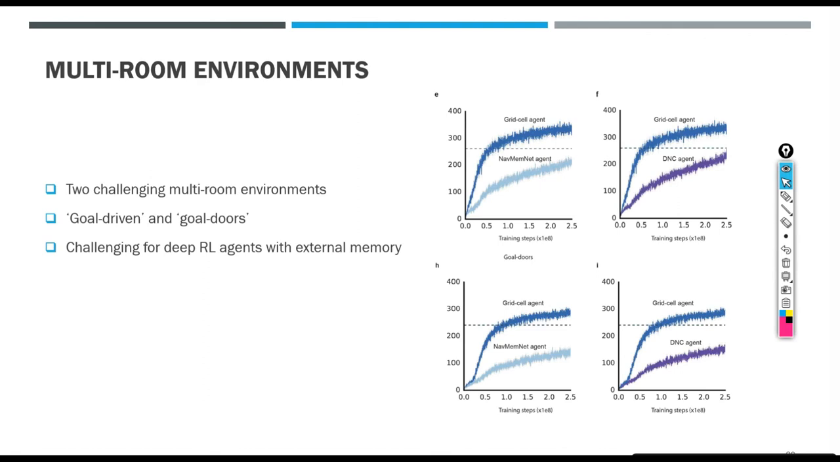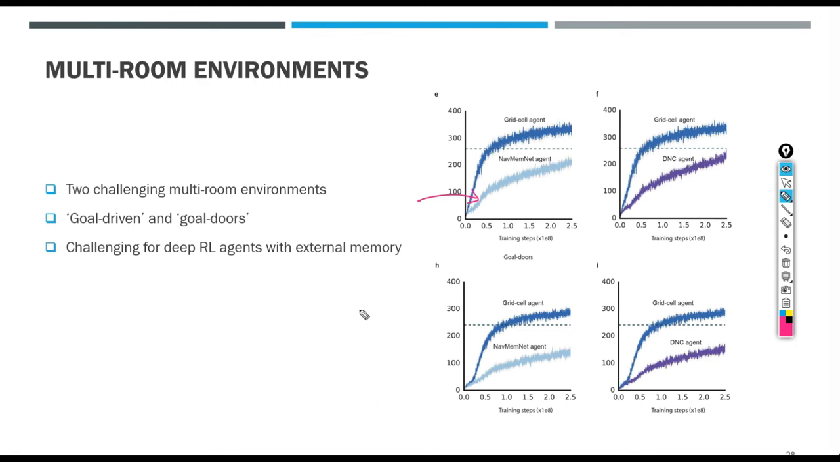Having demonstrated the effectiveness of grid-like representations in simple settings, like the square arena experiment we have seen, the agent's performance was assessed in two more challenging procedurally generated multi-room environments. Those two environments are referred to as the goal-driven and goal-doors environments. Notably, these environments are challenging for deep reinforcement learning agents with external memory. If we look at the figure on the right, we can see that the deep reinforcement learning agents NavMemNet and DNC performed worse compared to our grid cell agents.